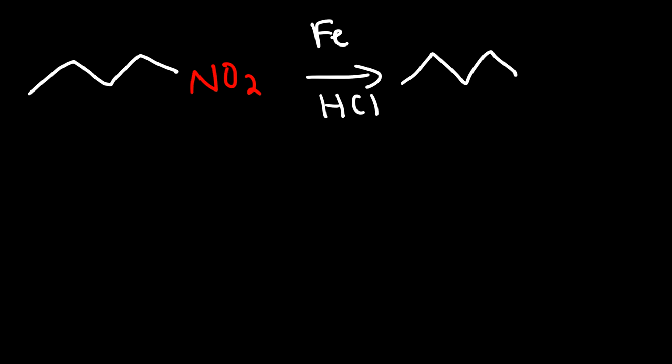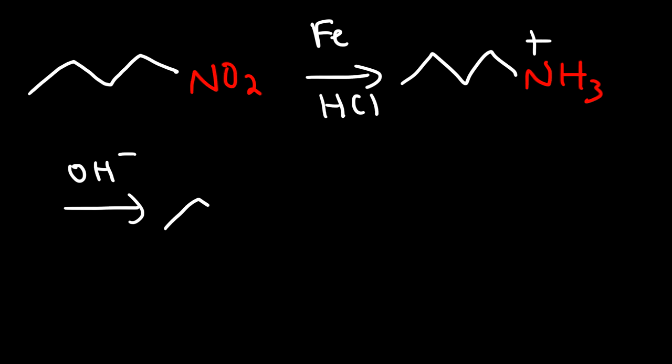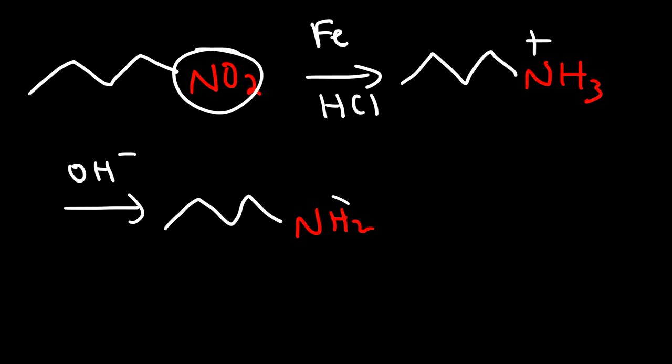Now let's say we have a nitro group on a carbon chain. If we reduce it with iron metal and hydrochloric acid, this will turn into an NH3 plus group. And then if we add a base to the solution, we could turn it into an amine. So that's another way in which we can make an amine, is by converting a nitro group to an NH2 group by reduction.